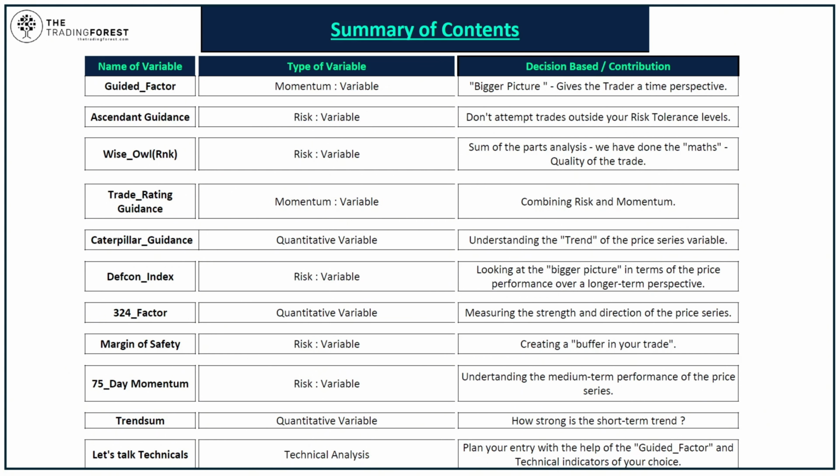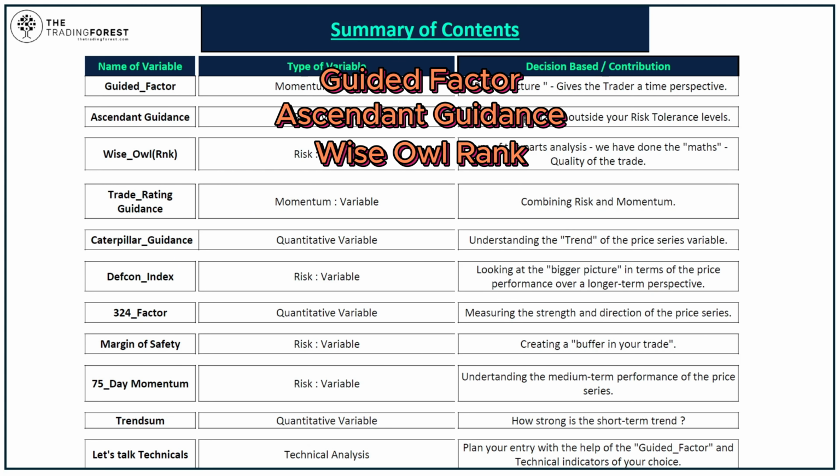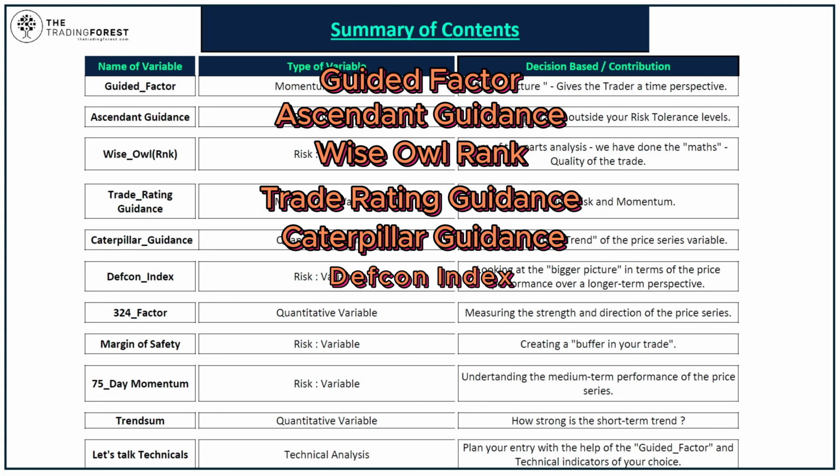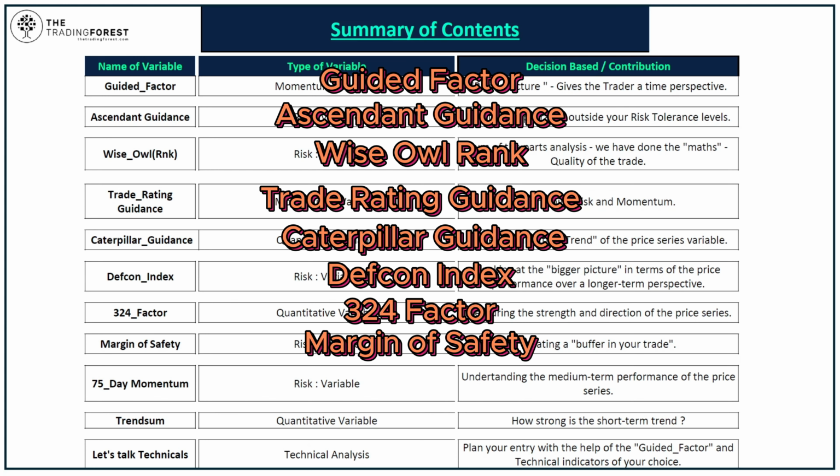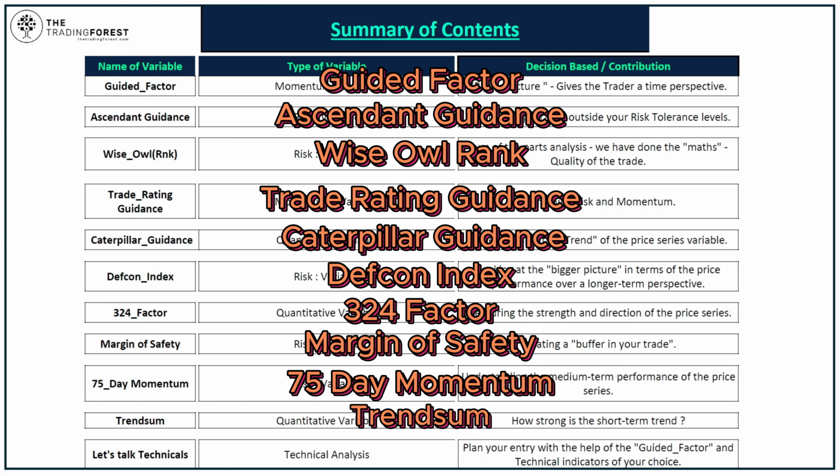Get accustomed to our proprietary names such as the guided factor, ascendant guidance, wise owl rank, trade rating guidance, caterpillar guidance, DEFCON index, 324 factor, margin of safety, 75-day momentum, and the trend sum.